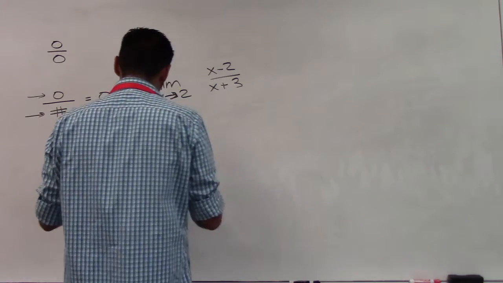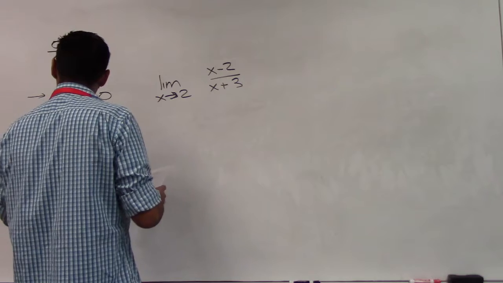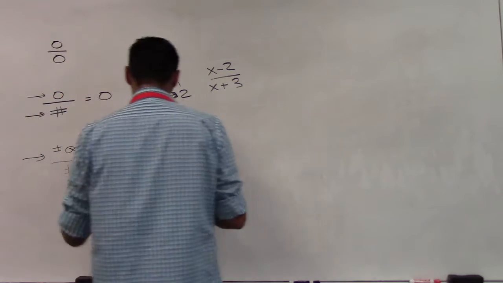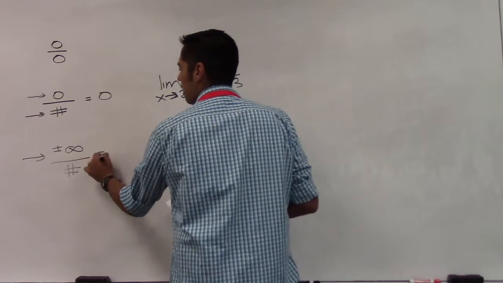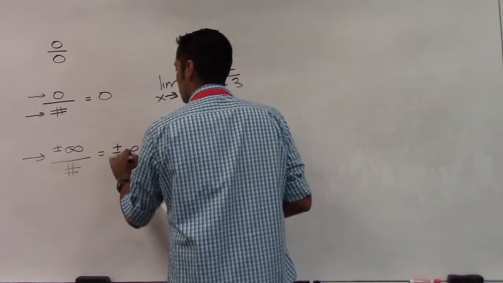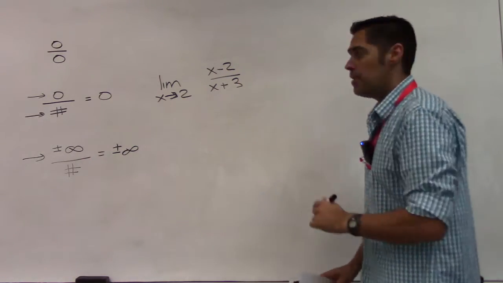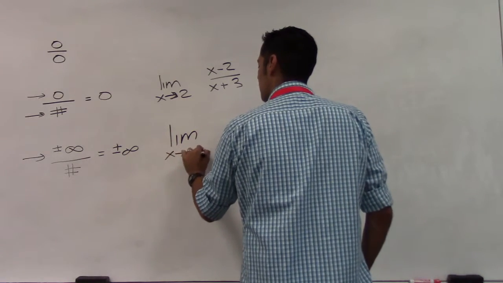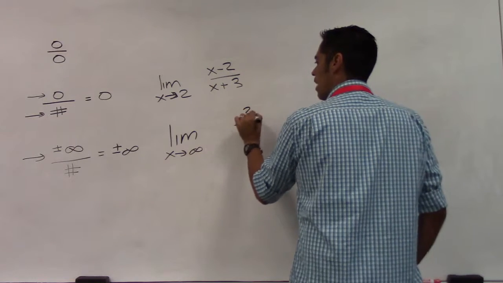The next one says if you go to positive or negative infinity over a fixed number, that your answer is going to be positive or negative infinity. So I'll give you an example of this. How about limit x goes to infinity of x squared over 4.